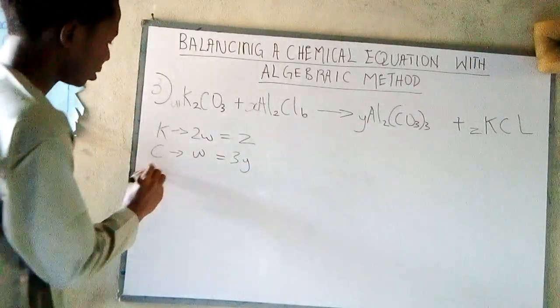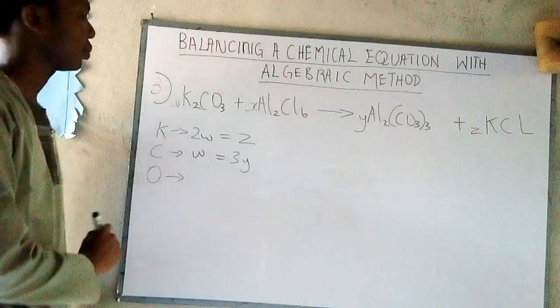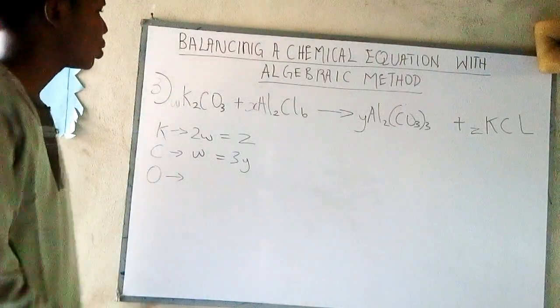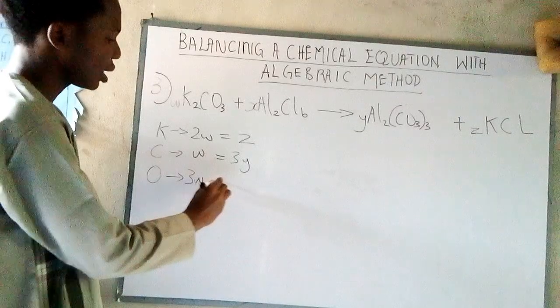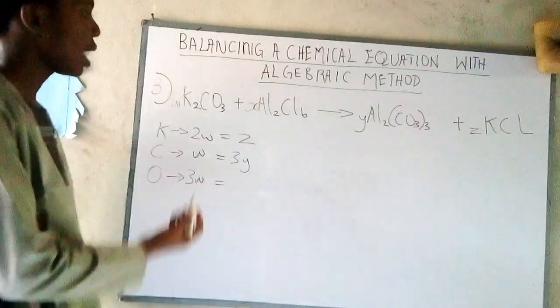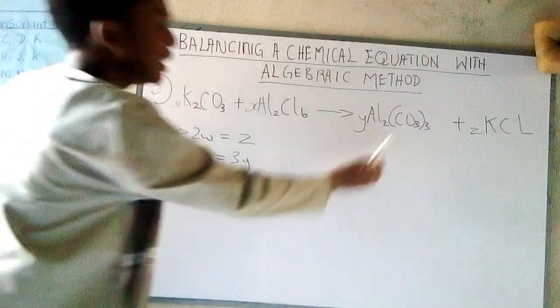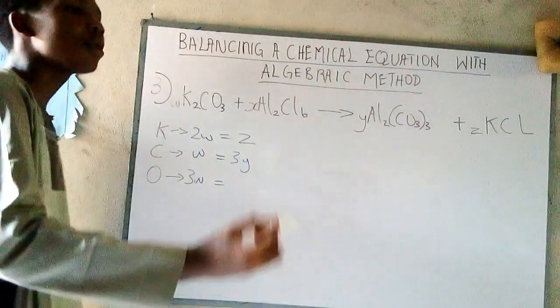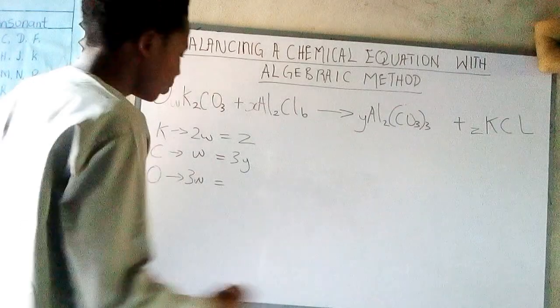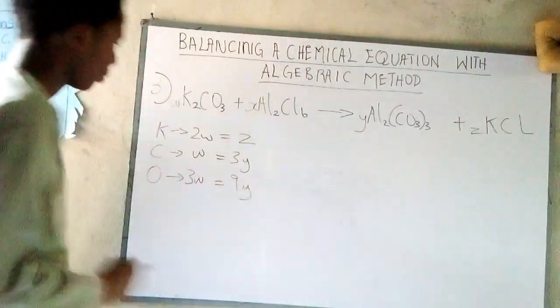Now, oxygen. How many oxygen do we have? We have 3 oxygen. So now we say 3W is equal to what? How many oxygen do we have on the product side? We have originally 3 oxygen. But because it's in a bracket which is under the influence of 3, 3 times 3 will give us 9. So we now have 9Y.